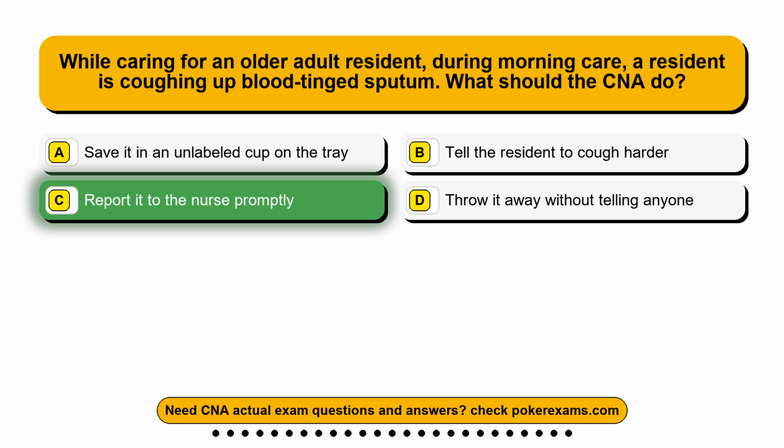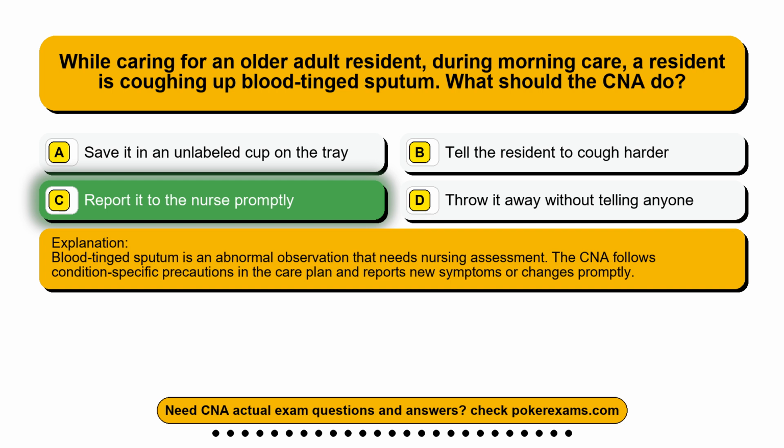The correct answer is option C, report it to the nurse promptly. Blood-tinged sputum is an abnormal observation that needs nursing assessment. The CNA follows condition-specific precautions in the care plan and reports new symptoms or changes promptly.